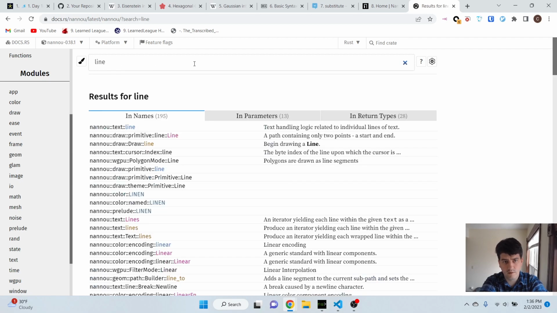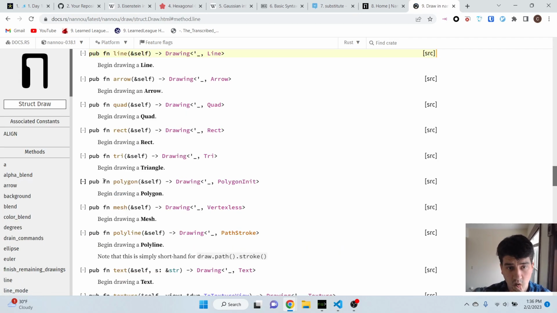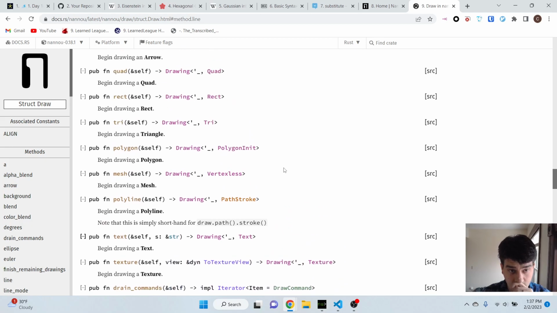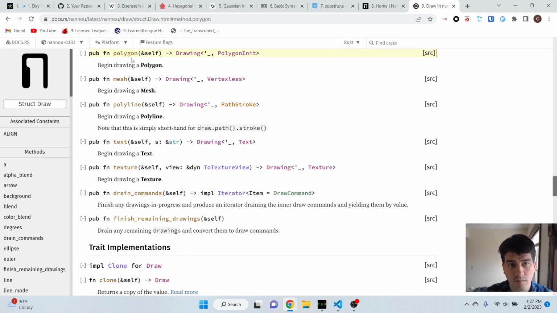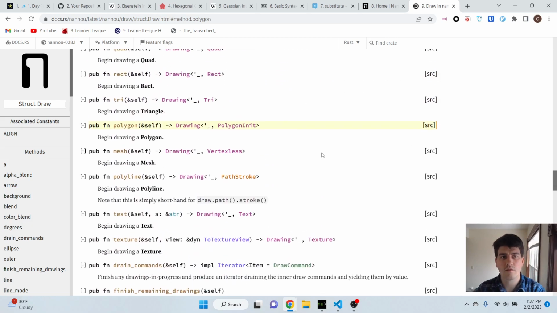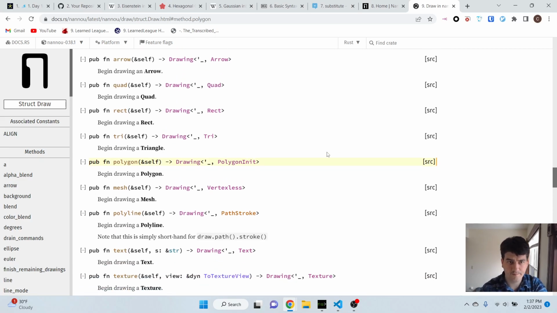Okay, line. Primitive, draw a line, sure. Polygon. Polygon should be good. Begin drawing a polygon. Okay, so it's still building. Polyline. No, polygon is fine. It'll enforce that it's closed.